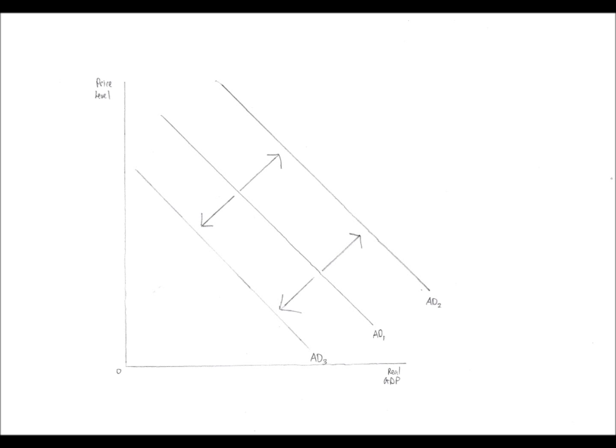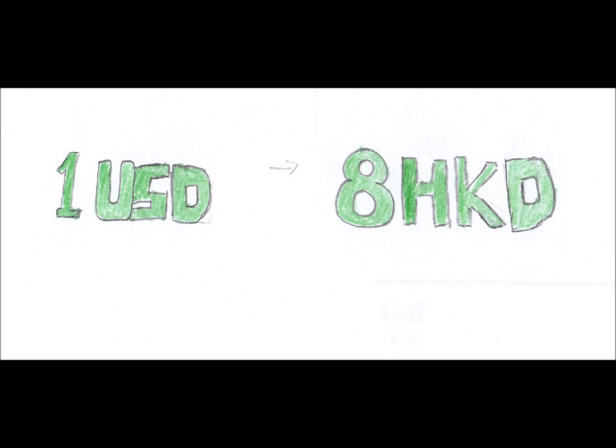An example of a change in foreigner spending would be changes in exchange rates. An exchange rate is the price of one country's currency in terms of another country's currency. If Hong Kong dollars became 1 to 10 US dollars, the imports would increase, and thus shifting the AD to the right. And for AS?